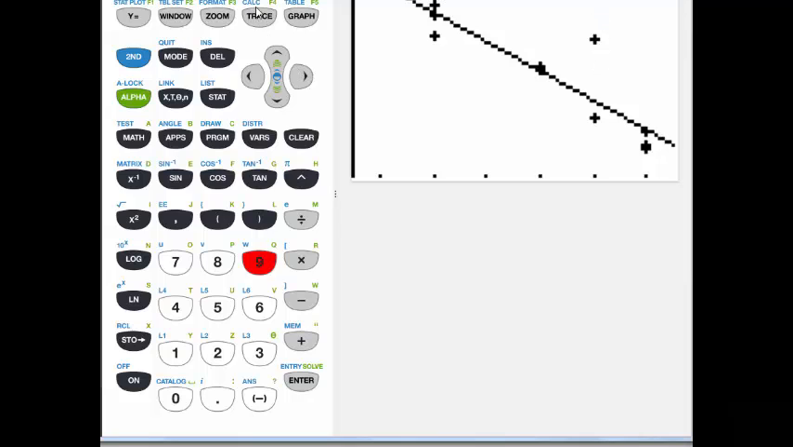I can hit the trace key and then use the arrow keys to bounce around those points and see which observation that is. There it is. 5-year-old Corvette, $36,200 is what that is. It seems to be priced a little bit high with respect to the other ones. Okay, so this is how you can identify good opportunities to purchase sometimes if you're in the buying and selling business. Okay, I would not buy that car.